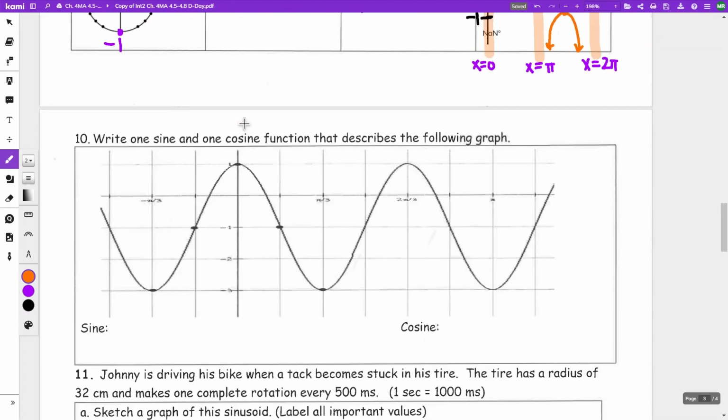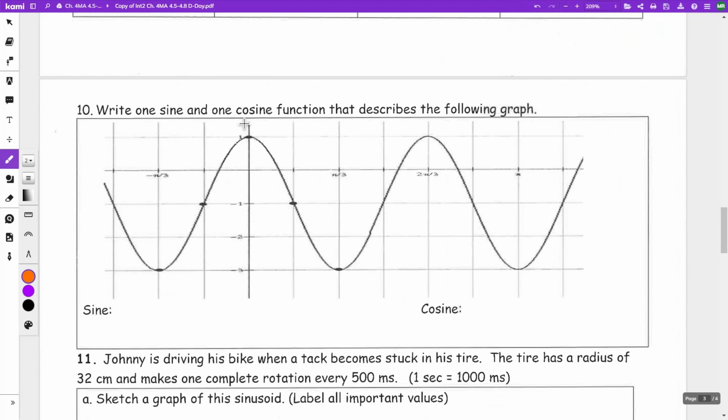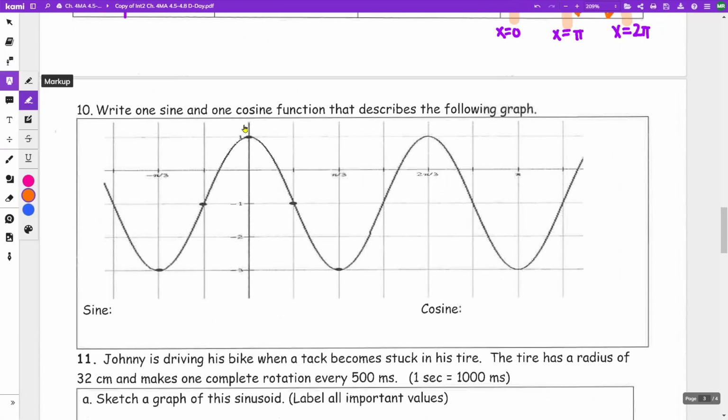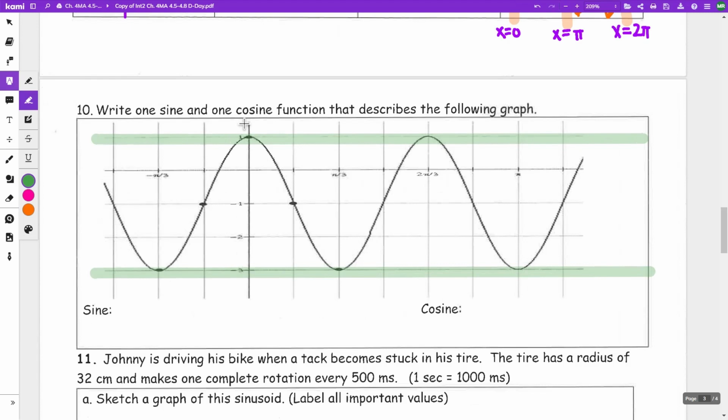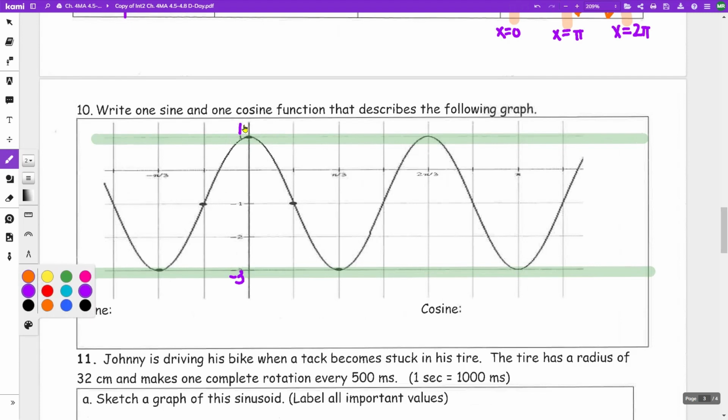Now here, we're going to write 1 sine and 1 cosine graph. What I like to do is think about where my high, low, and middle will be. My high looks like it's up at 1. My low looks like it's at -3. Let me write these so we can see this. This is at a height of 1. This is at a height of -3. Halfway in between, if I add 1 and -3, I get -2. -2 divided by 2 is -1.